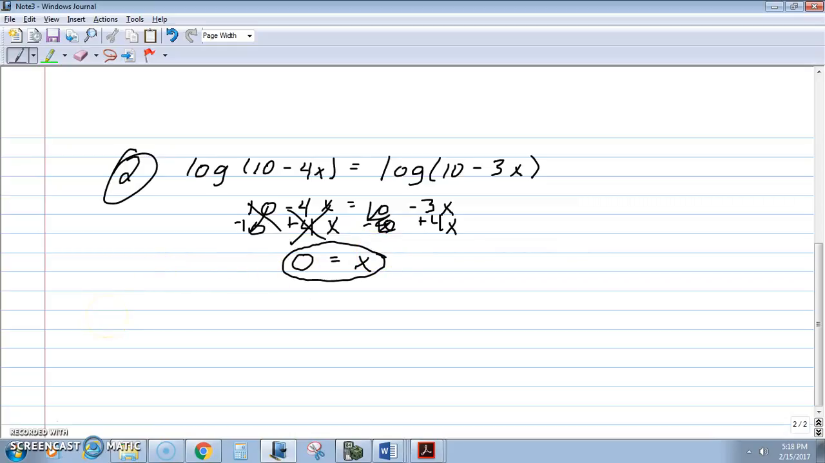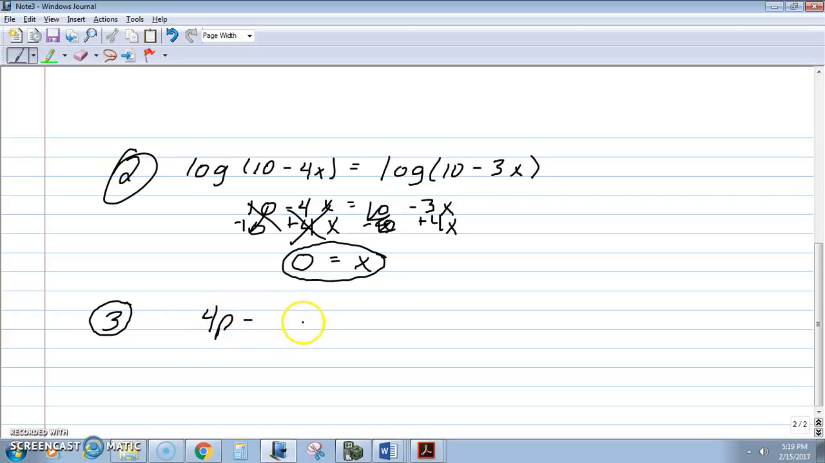Let's see, number 3. I'll do number 3, and then I'll skip down and do some of the harder ones on the bottom. But the other ones in between here and there are all the same. So let's see. Number 3 says the log of 4p minus 2 equals log of negative 5p plus 5. I'm just going to go ahead and set them equal to each other.